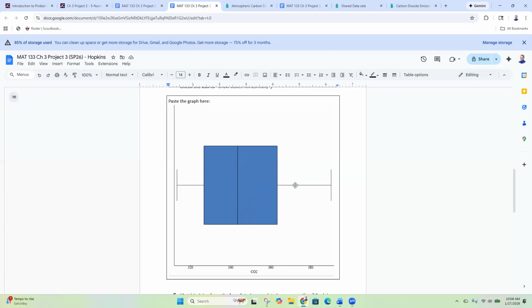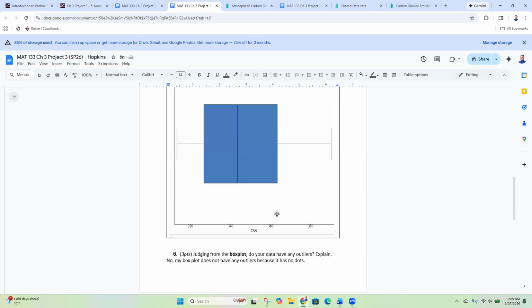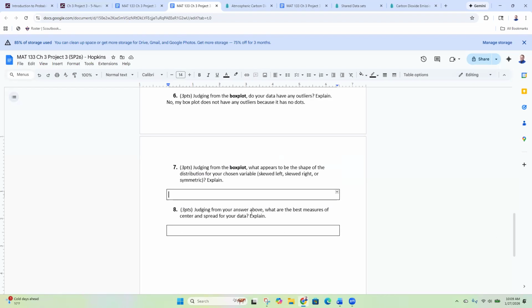Same thing with this tail. I've got this tail over here on the right. This is called the whisker. And then I've got this whisker on the left, which is a little smaller. So since the box and the whisker are longer on my right-hand side, I would probably say that mine is skewed right.